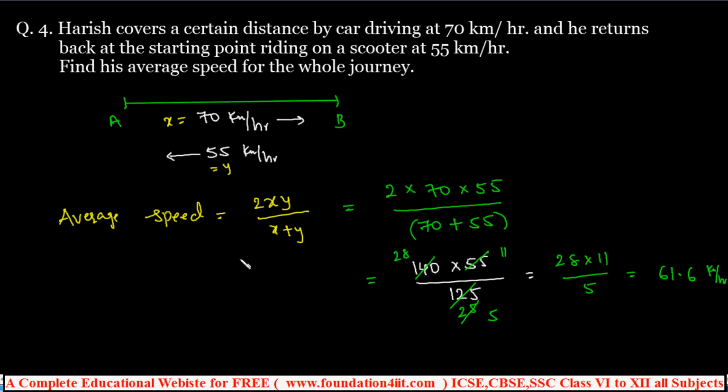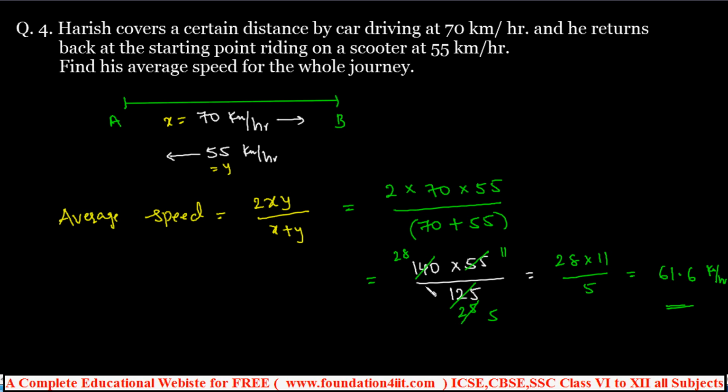Yeah, so this is the average speed, because one is 70, one is 55. So the answer will come surely between these two only, but not exactly at the center. So it's not the normal average. So when there are two different speeds, 2xy by x plus y is the formula to find the average speed. Okay, this is solved, we saw the formula at the starting.